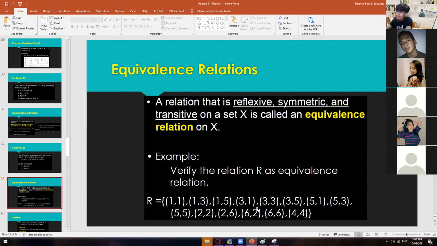I will not check this one by one anymore since we don't have enough time. I will leave the verification part to you guys. I want you to verify whether this one is really transitive or not. If this is a transitive relation, then you could say that this relation is an equivalence relation. But if it is not transitive, if there is one ordered pair that is not meeting the requirements of transitive, then this is not an equivalence relation.